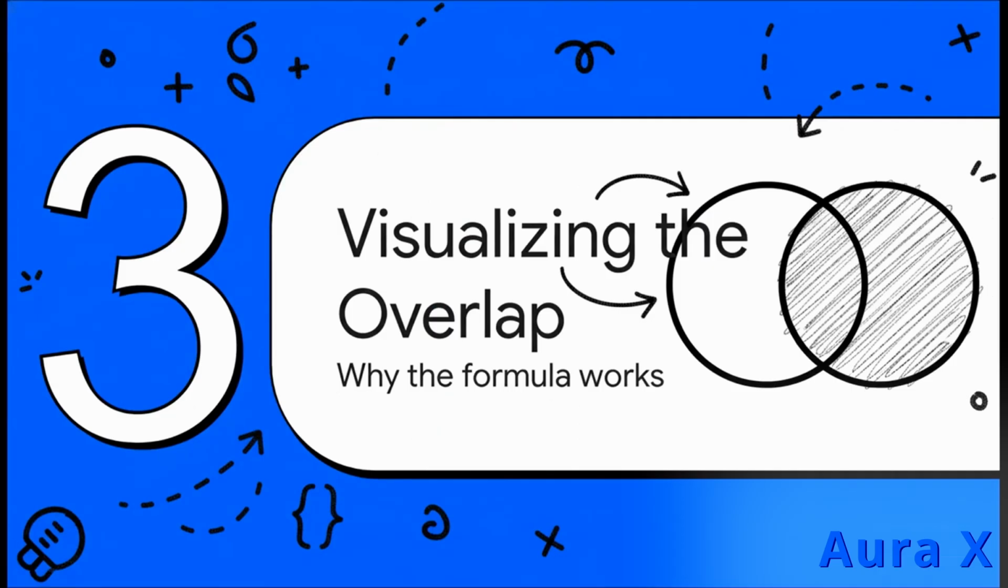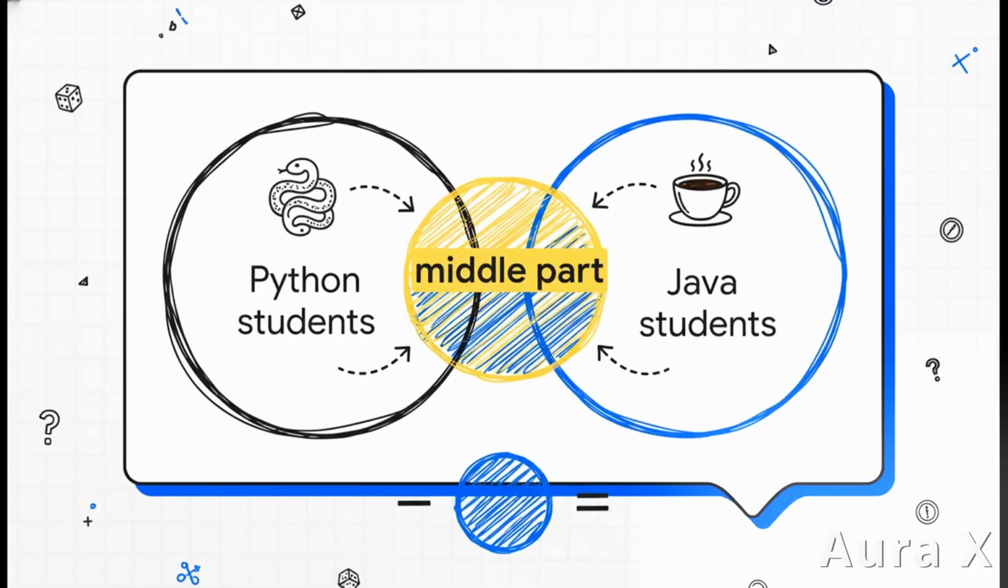You know, the formula is great, but to really truly get it, you gotta see it. And this is where the good old Venn diagram becomes your best friend. I mean, this quote just nails it. Imagine one circle for Python students and another for Java students. When you take the area of that first circle, you're including the bit that overlaps in the middle. Then, when you take the area of the second circle, you include that exact same middle part all over again. See? To get the true total area, you have to subtract that overlap one time.